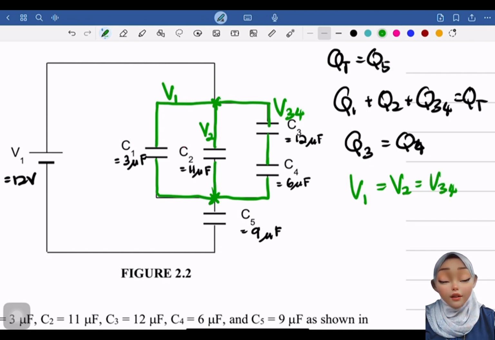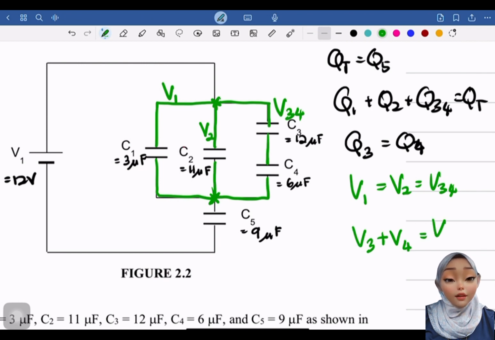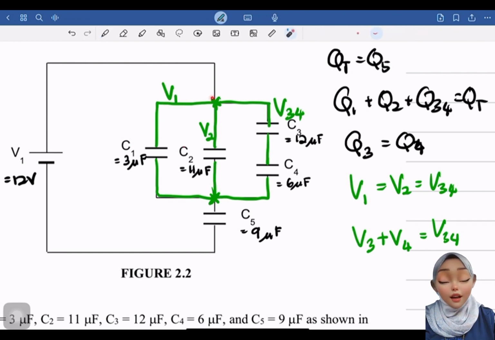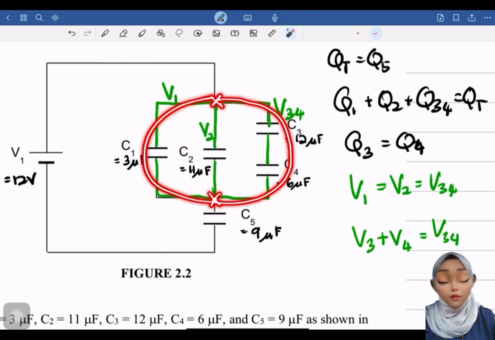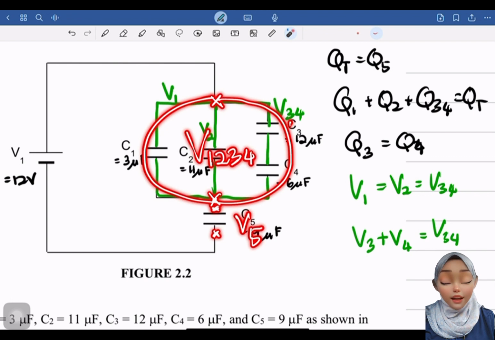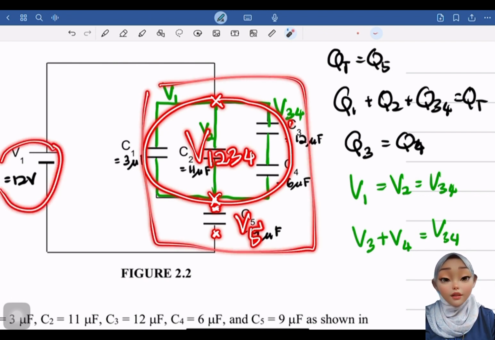Walau bagaimanapun V3 dengan V4 tak sama. Okay, so V3 tambah dengan V4 sama dengan V3, 4. Which is sama dengan V1 dan V2. And then kita dapati bahawa point sini dengan point sini ialah 1V. So I'm going to call this one as V1, 2, 3, 4. And dia connect in series dengan V5. Okay. And together they make V terminal.